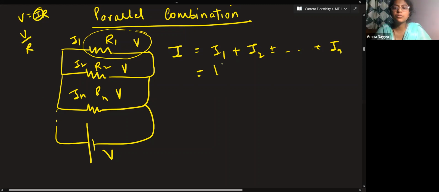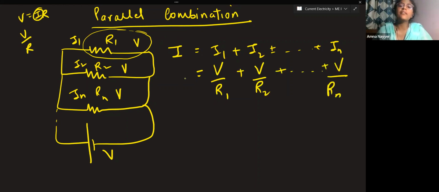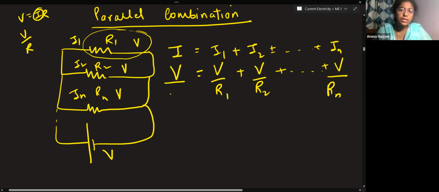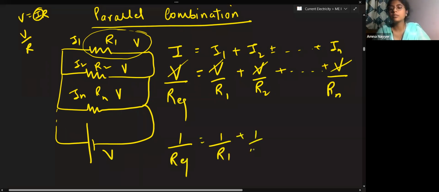This becomes V divided by R1 plus V divided by R2 up till V divided by Rn. And what are we getting? Total voltage divided by the total resistance that we have. This time, since the voltages are same, every voltage gets divided. So 1 by R equivalent will be what? 1 by R1 plus 1 by R2 plus up till 1 by Rn.